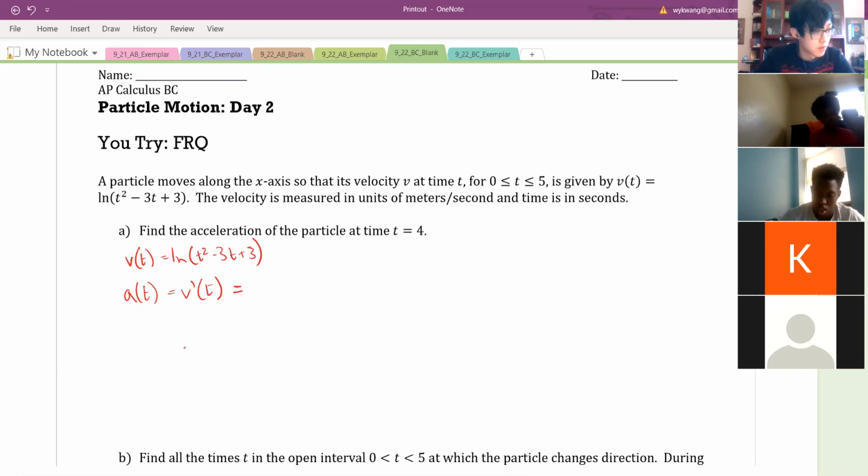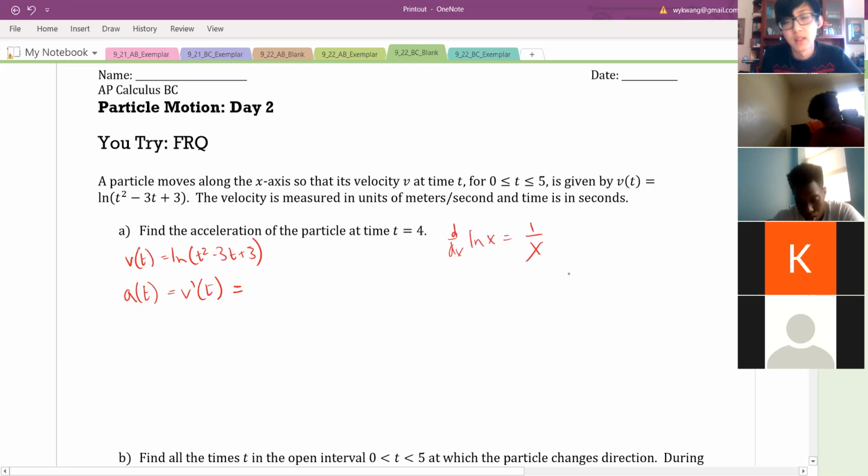Okay, there's only 2 minutes left, so I'm going to run through this really quick. Hopefully you remember that the derivative d over dx of natural log of x is equal to 1 over x. That is an identity that hopefully you will remember. So when we take the natural log of t squared minus 3t plus 3, our first step can just be to use this identity. We're going to do 1 over and then put everything in the parentheses, because that's what they did here.